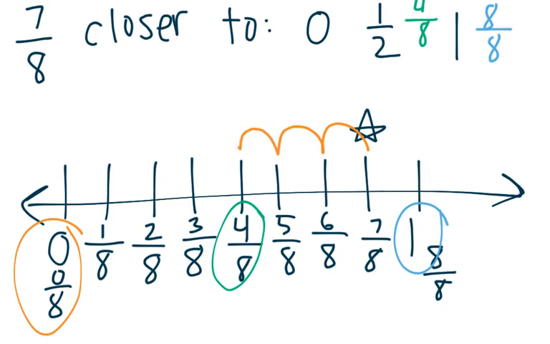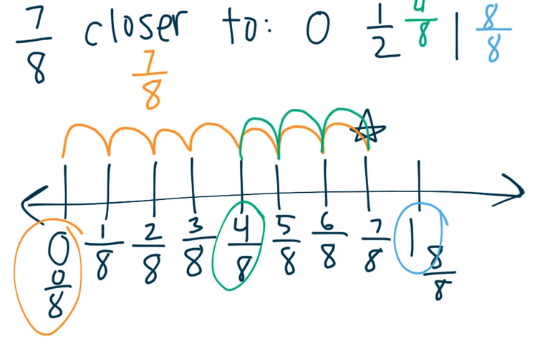1/8, 2/8, 3/8, 4/8, 5/8, 6/8, 7/8 away from 0. Let's hop to 1/2. 1/8, 2/8, 3/8. Lastly, let's hop from 7/8 to 1. 1/8. So here we see that 7/8 is 7/8 from 0, 3/8 from 1/2, and 1/8 from 1 whole.